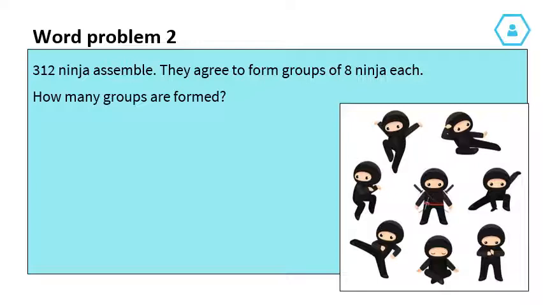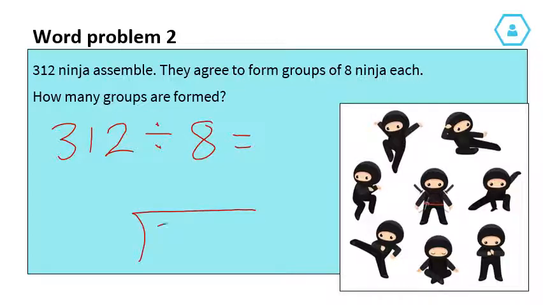So I'm going to write my dividend, 312, division symbol, 8 equals, and I'm going to use our bus stop method for this. 312 down here, and the divisor at the front. 31, so I'm going to join this together. 8 can't go into 3, so it becomes 31.